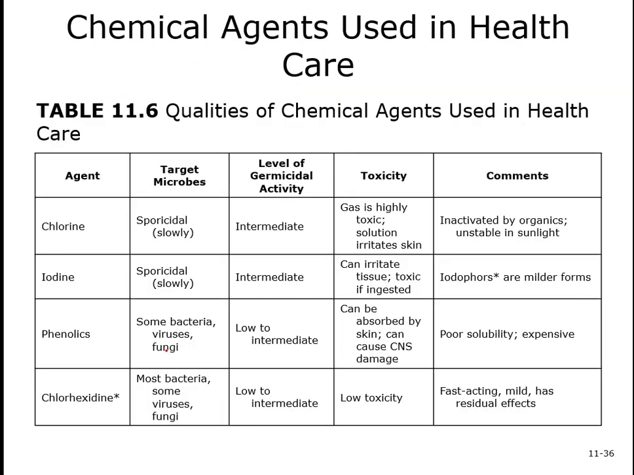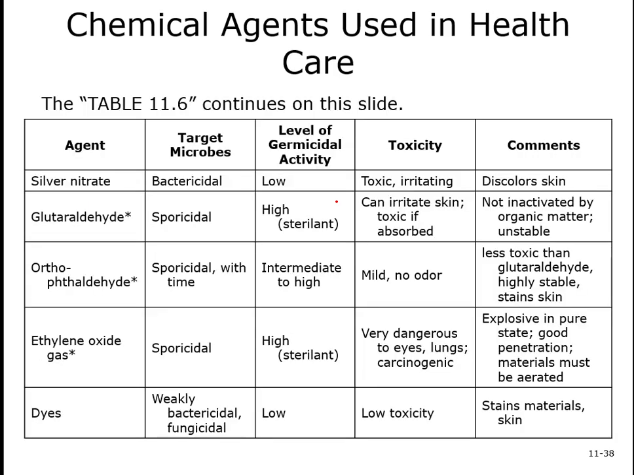Now, there's a ton of different types of chemical agents we use in healthcare, and we choose it depending on what tool we're sterilizing or what the situation is. There's tons of different ones, and this table does a really nice job showing you the agent, its targets, its level, etc. I'm just going to run through them real quick and tell you any extra things that are important.